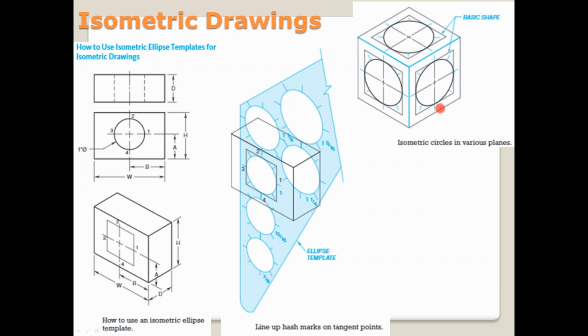Again, if you have more than a few planes to finish up, it will be a lot quicker just to use the template and draw them all. So you would just draw the center line, draw the hash line. Once you establish all this hash line, line up with the correct circle or ellipse template, and then you would just draw it. The same thing applies to the top view.